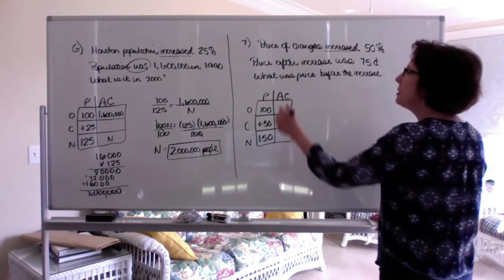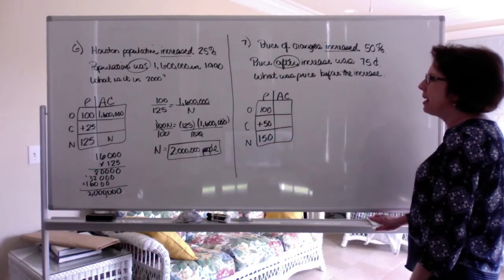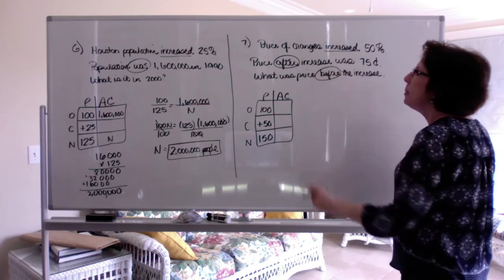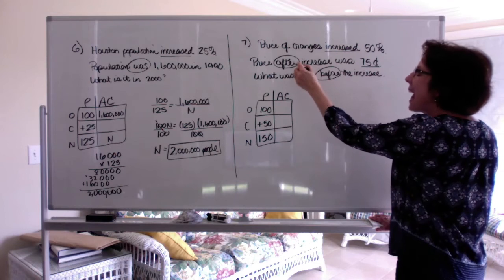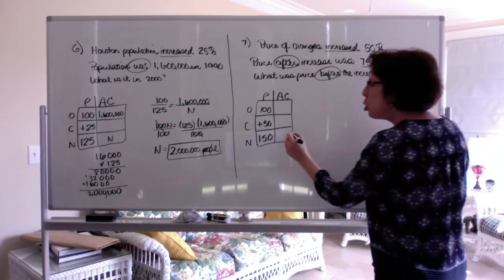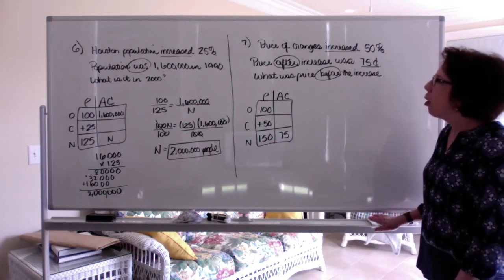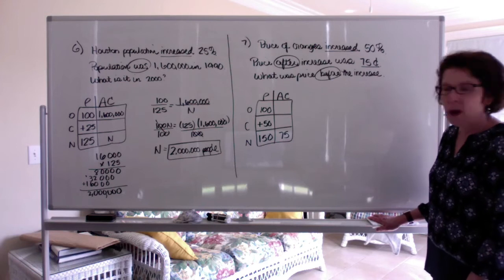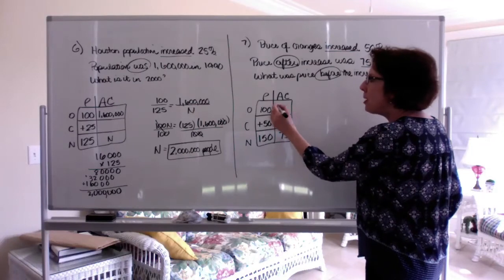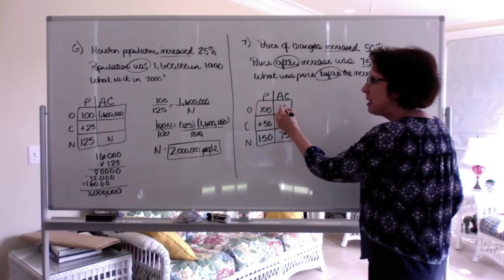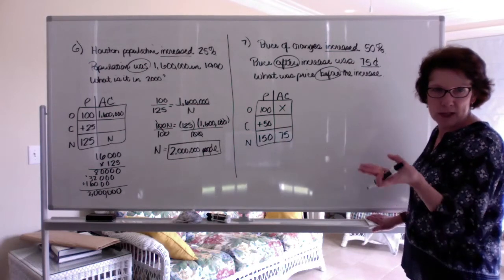Let's go ahead and figure out where this 75 cents goes. Let's look for some keywords here. The price after the increase was 75 cents. What was the price before the increase? So 75 cents is the after. That is the new price after the increase. What was the price before? We're looking for the original price before it was marked up. So remember, we don't put an O here because it looks like a 0, and that would be too confusing. So we change our O to an X. Tic-tac-toe, O to X.